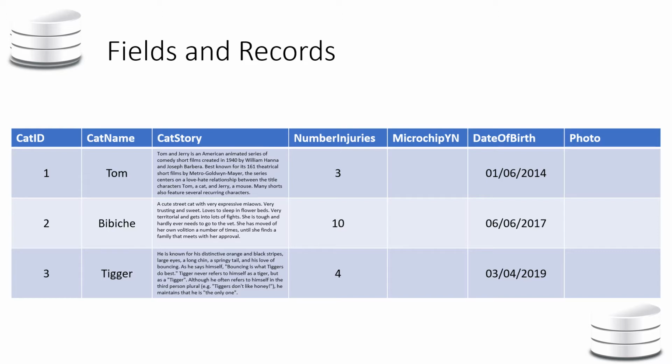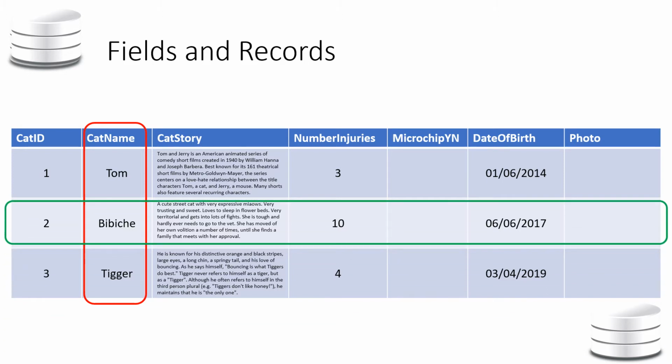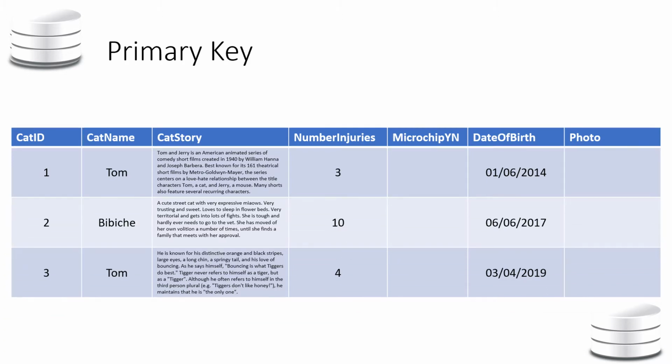Reminder of what fields and records are. A field is a column in the table, and a record is a row. Now, a primary key is a very useful field. In this table, you'll notice that there are two cats called Tom. Now, if we want all the data about a certain cat, we could say, find me all the data about Tom. But in this case, two records would come up, the first one and the third one. And that's a problem.